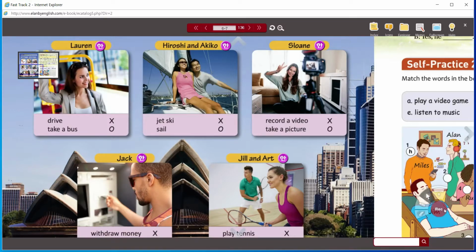All right, and what about Sloan? Okay, so right now, is Sloan recording a video? I see a camera. So maybe Sloan is recording a video. Is Sloan recording a video? No. She's taking a picture. From the looks of it, an old school selfie with a tripod. So that's what she is doing right now.